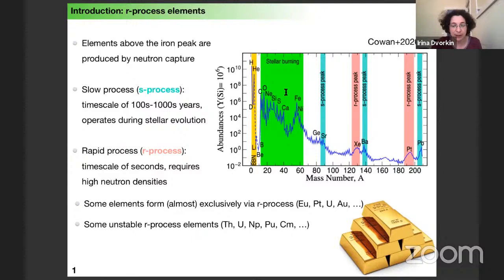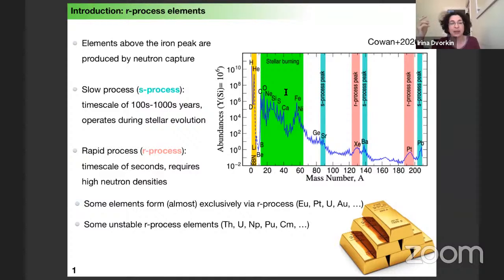This is how stars actually get their energy, by producing heavier and heavier elements up until the iron peak. However, elements above the iron peak cannot be formed this way because the binding energy per nucleon starts to decline. So we need other processes to form these heavier elements. This can be done by neutron capture. You have a nucleus and you capture more and more neutrons into the nucleus. And this can be done in two types of processes: the slow process, or S process, or the rapid process, or the R process.